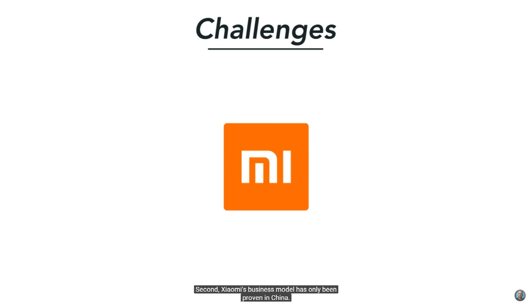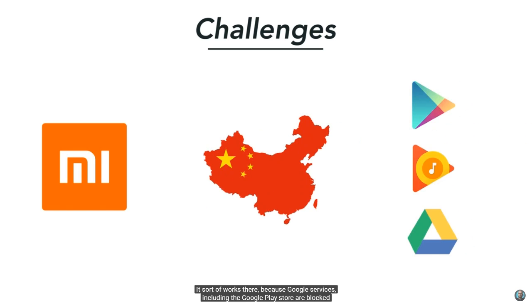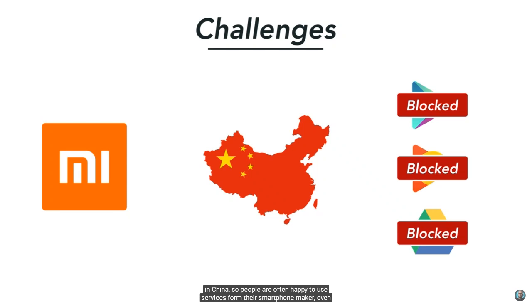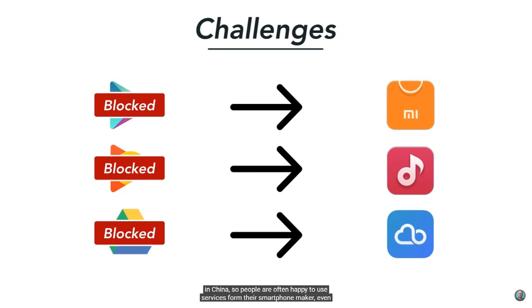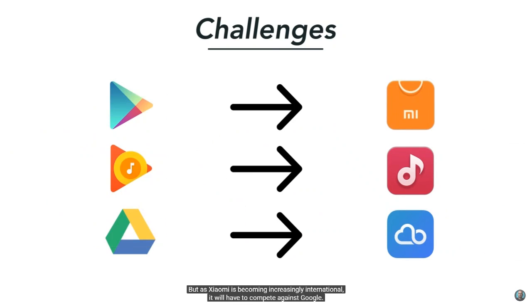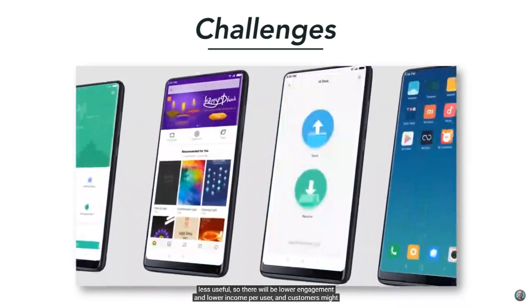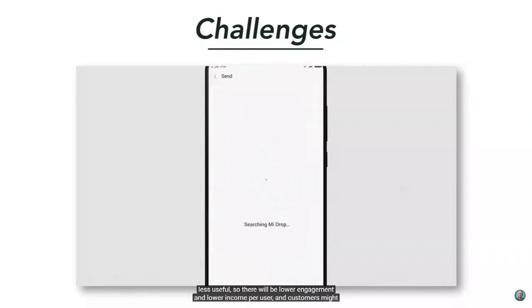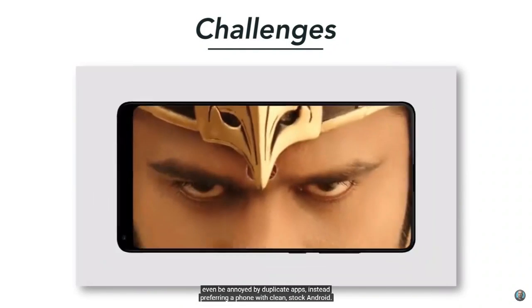Second, Xiaomi's business model has only been proven in China. It sort of works there because Google services, including the Google Play Store, are blocked in China, so people are often happy to use the services from their smartphone maker, even alternative app stores. But as Xiaomi is becoming increasingly international, it will have to compete against Google. Google apps are installed on nearly all international phones, which instantly makes Xiaomi apps less useful, so there will be lower engagement and lower income per user, and customers might even be annoyed by duplicate apps, instead preferring a phone with clean stock Android.